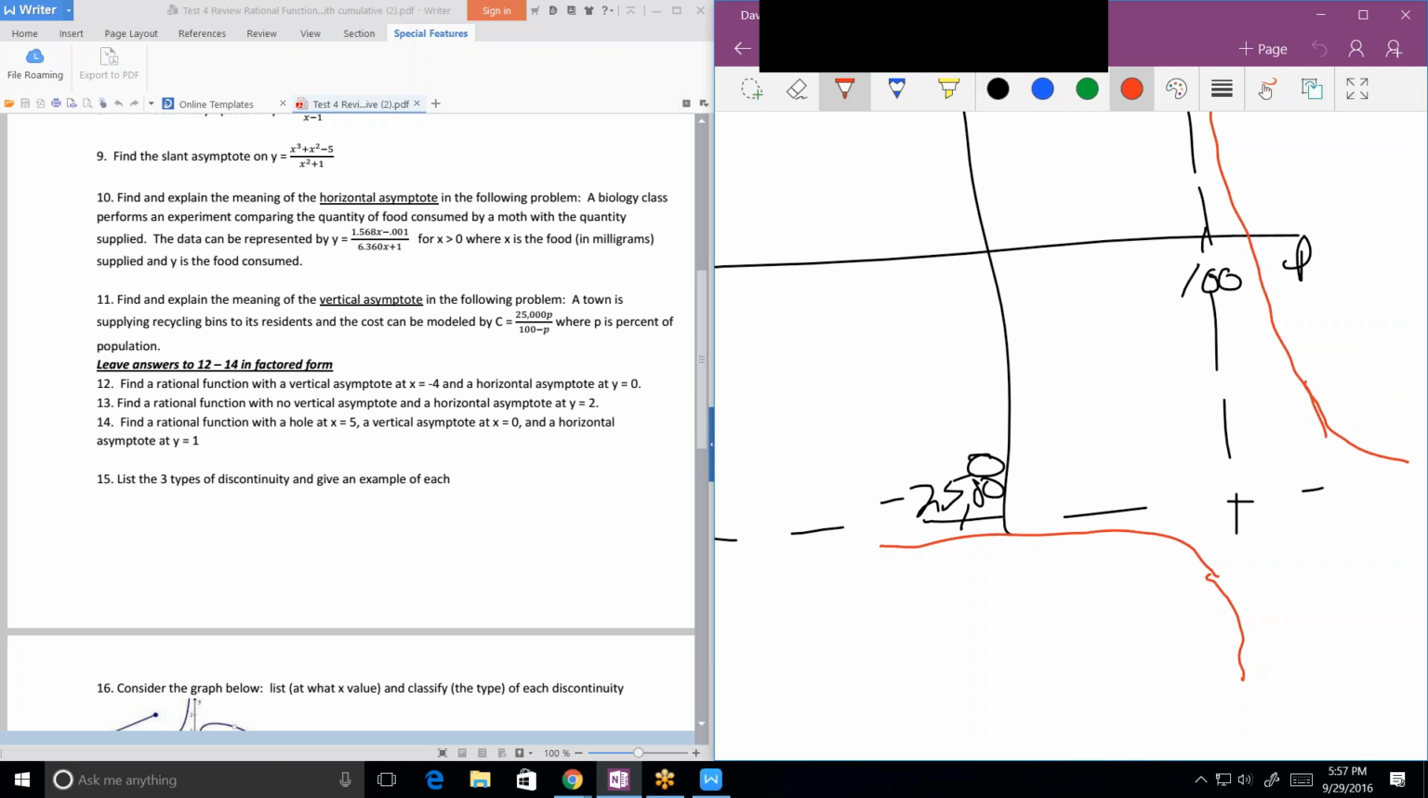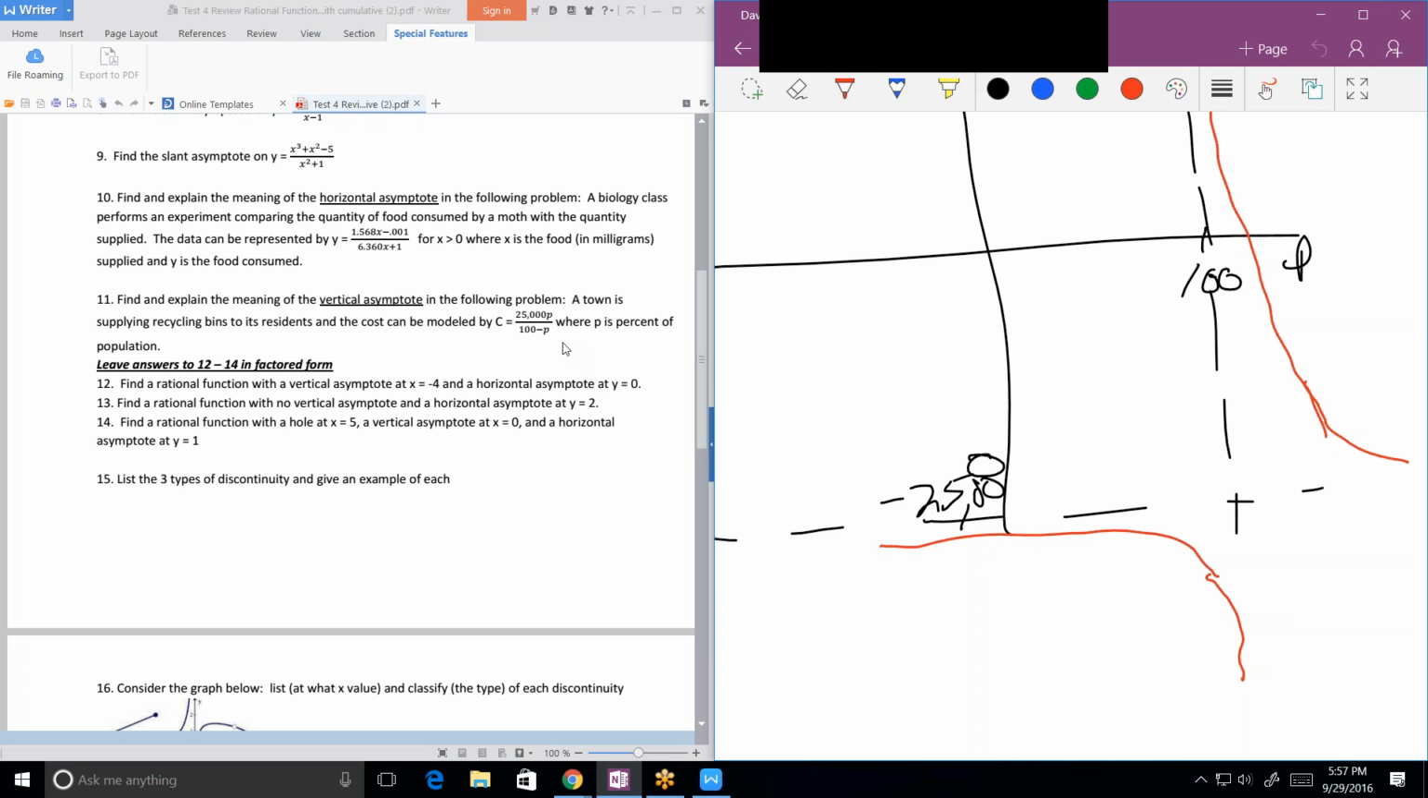Why? I guess we could figure it out. In other words, you can't supply recycling bins to all, you can't do it to 100% of the population. The cost would be enormous. Notice what happens from my graph as we approach the vertical asymptote. Cost goes to positive infinity as we approach it from the right. So the cost becomes infinite if we were to try to cover or supply recycling bins to the entire population, 100% of the population.